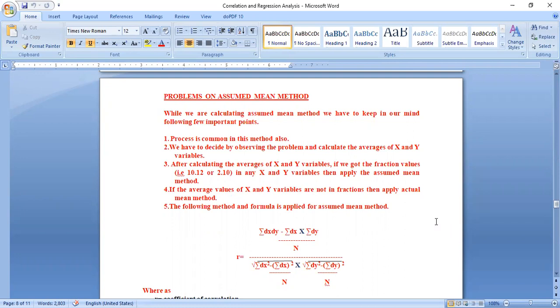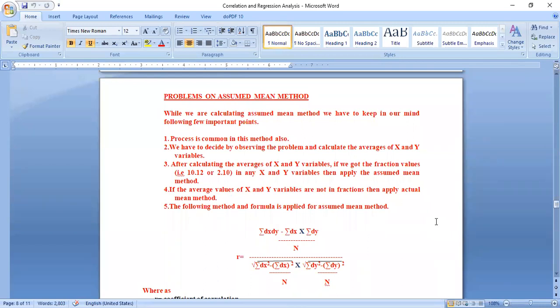The next one here: after calculating the averages of x and y variables, if we got fraction values, that is 10.12 or 2.10 in any x or y variable, then we have to apply the assumed mean method, the method we are going to discuss today. If the average values of x and y variables are not fractions, then apply the actual mean method.